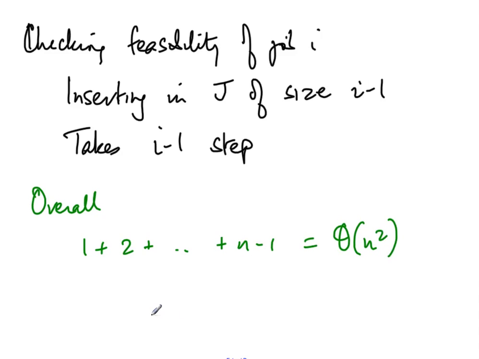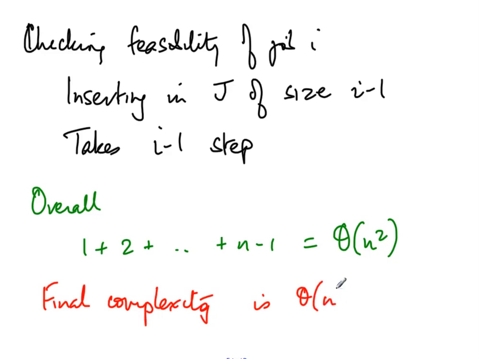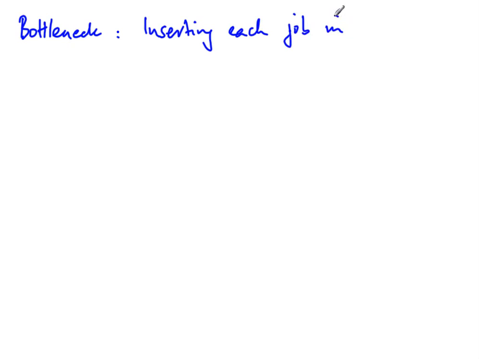Right? So we had sorting, which was O(n log n), but now we have this insertion, which is theta of n squared. So therefore the final complexity is in fact theta of n squared. Right, so the bottleneck that we have is inserting each job in J, right? So we maintain J in sorted order and we have to insert each job in J.